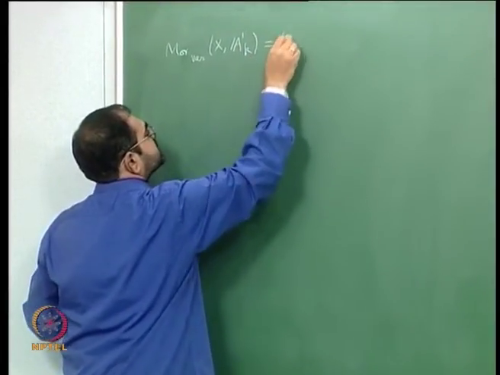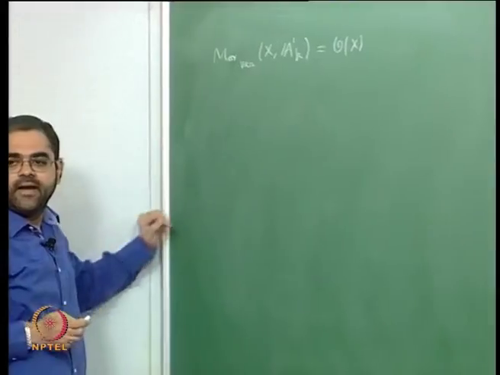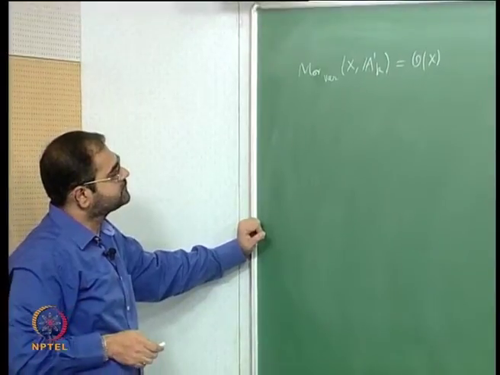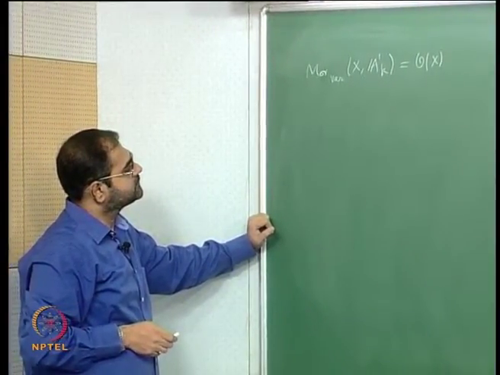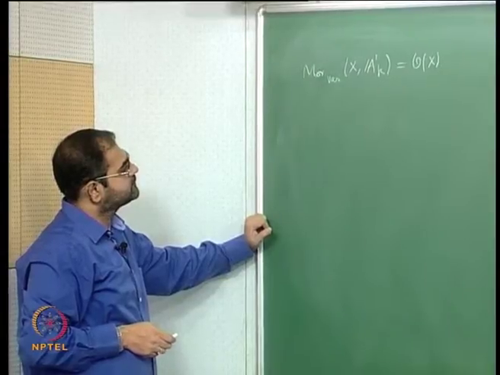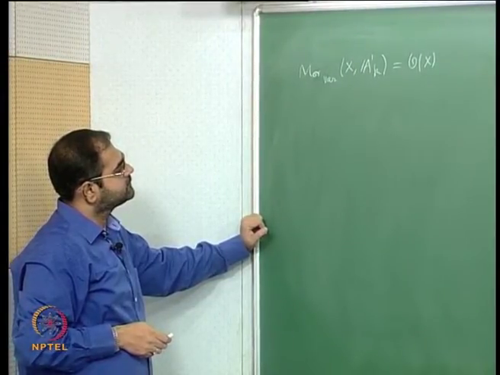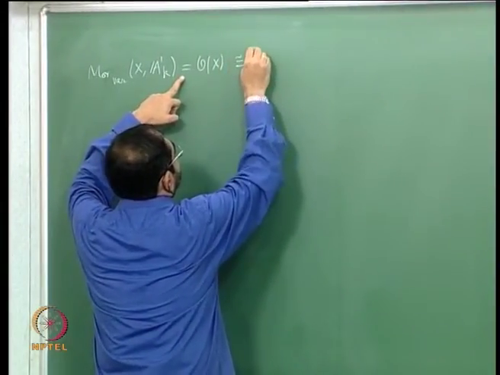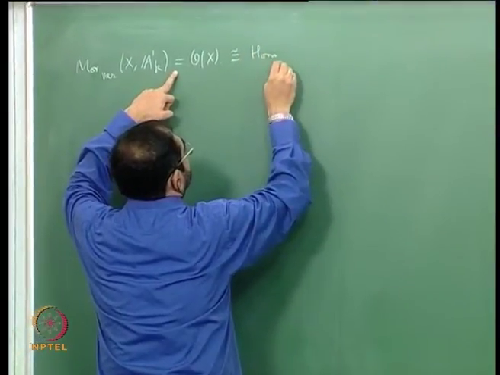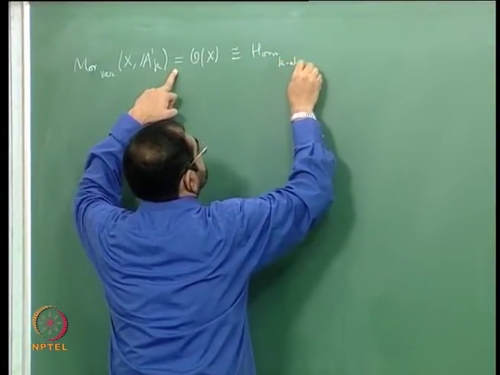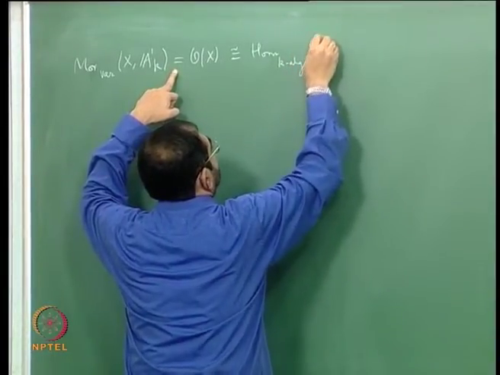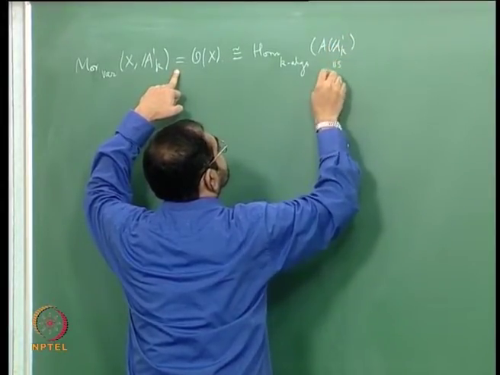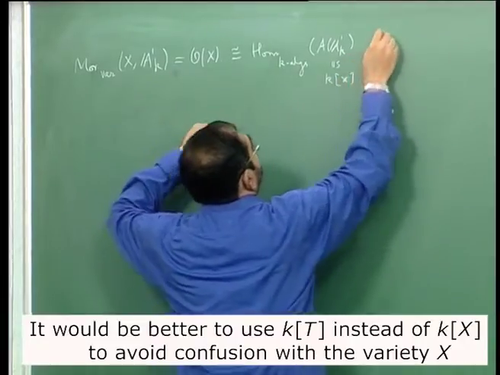is identified with Ox, okay, and I just want to say that this is isomorphic to homomorphisms of k-algebras from A of A1, which can be identified with k[x], to Ox.